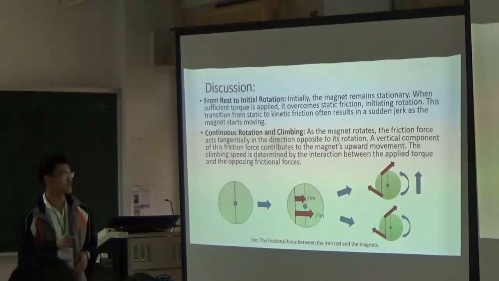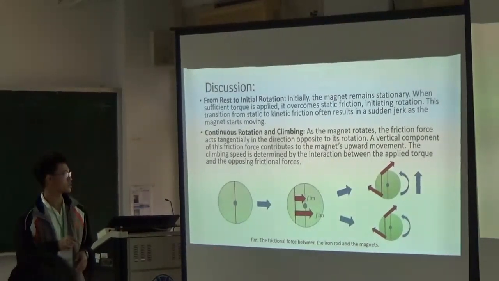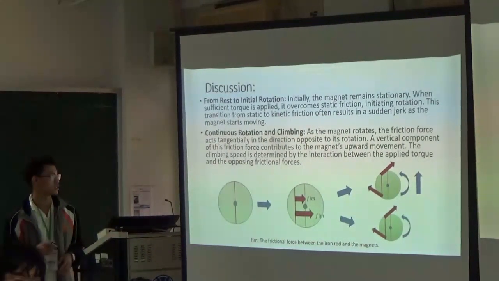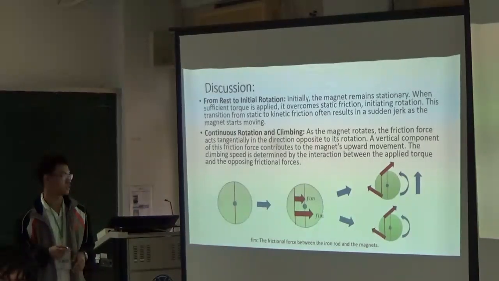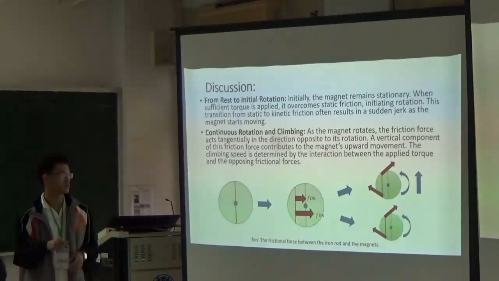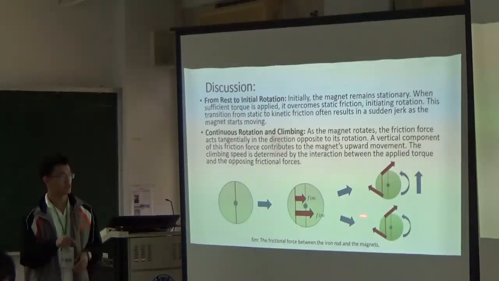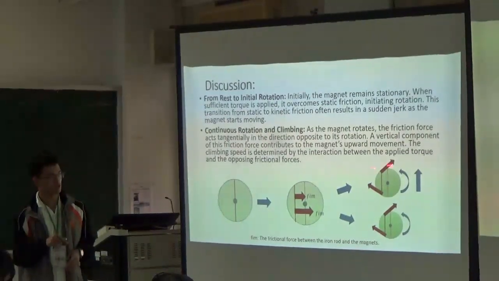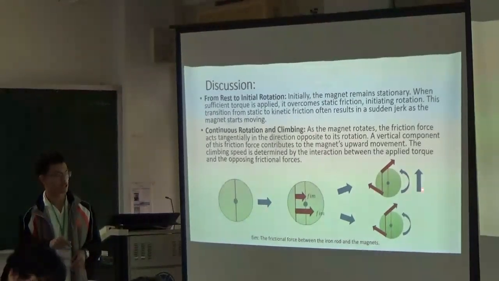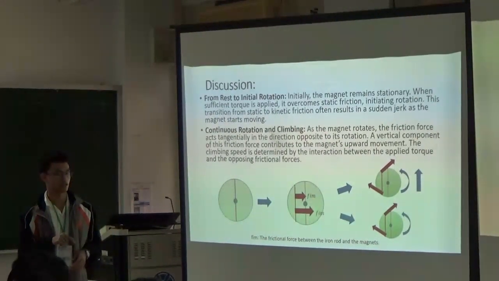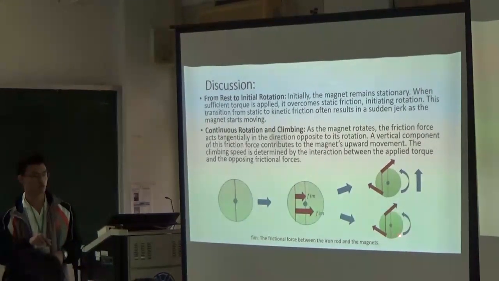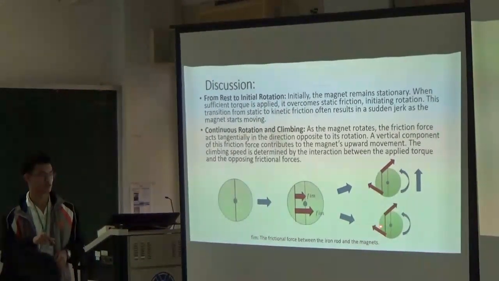In continuous rotation, as the magnet rotates, the friction force acts tangentially in the direction opposite to its rotation. The vertical components of this friction force contribute to the magnet's upward movement, and the climbing speed is determined by the interaction between the applied torque and the opposing friction force. In this situation, the vertical components will cause the magnet to climb up. This is the stage phenomenon, because it will let the magnet rotate and climb up.